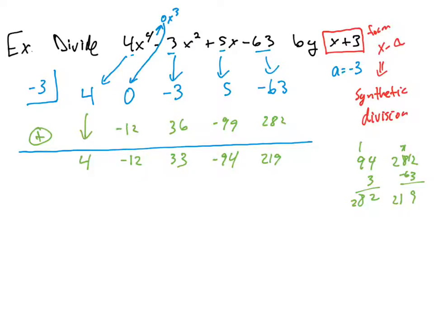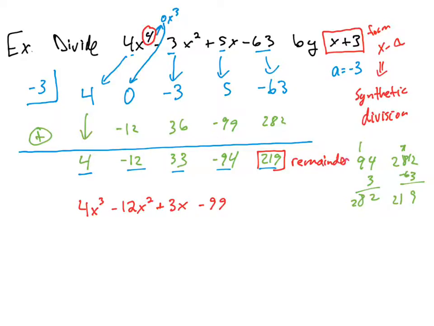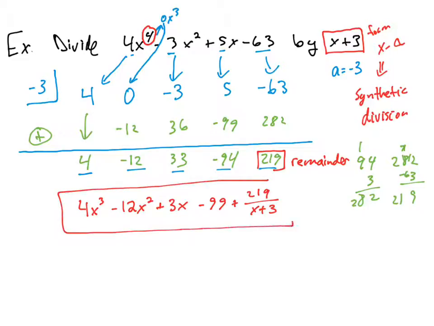Okay. So what does this even mean? Well, what's happening is these are the new coefficients in the quotient. Originally we were dividing a polynomial that was raised to the 4th power, and by doing this division we've reduced that by 1 degree. So the quotient is 4x cubed minus 12x squared plus 33x minus 99, and then this remainder right here, we can write in a similar fashion as when we're doing long division. So we'd write plus 219 over x plus 3.